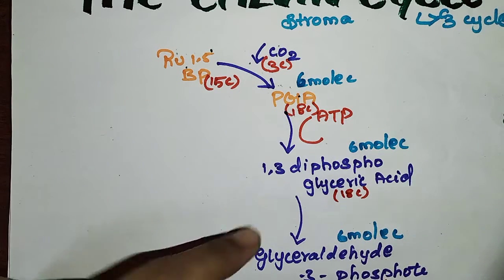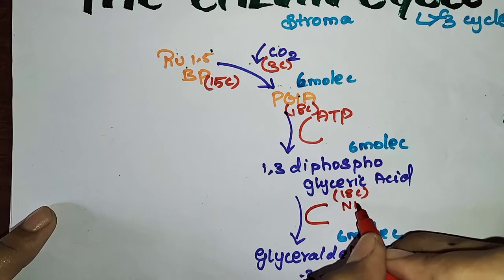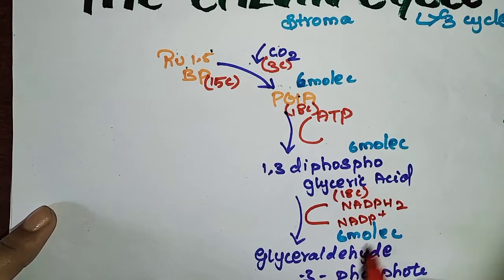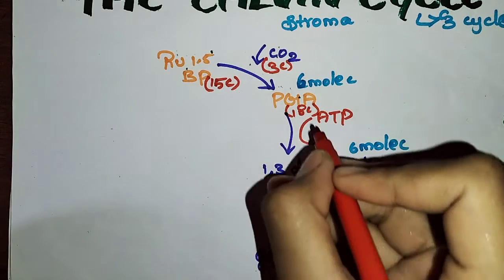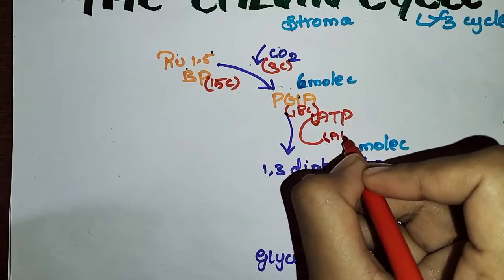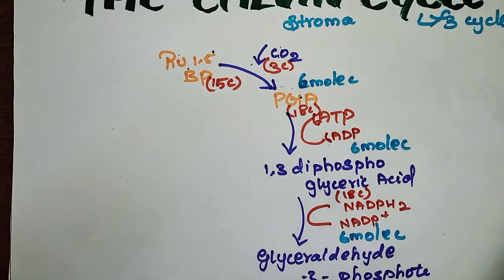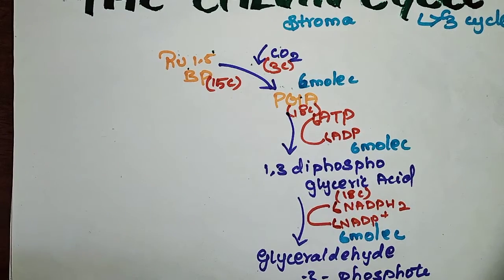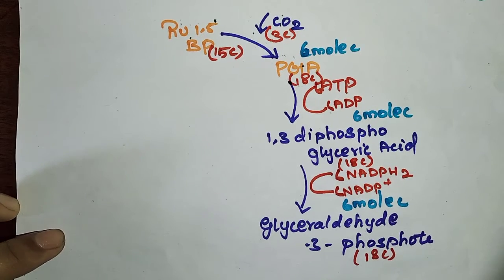Now here NADPH2 is used. For one cycle I told you 2 ATP is used over here. Then for 3 cycles we use 6 ATP. For this step, one cycle uses 2 NADPH2, and 3 cycles use 6 NADPH2. Okay, till now half of the cycle we are clear. Now we will move on to the next half.